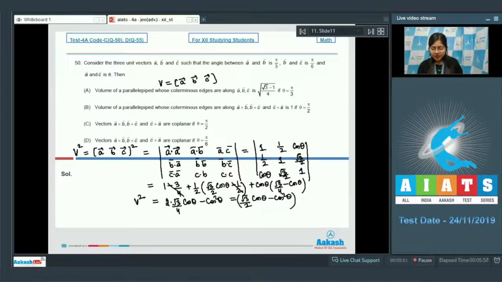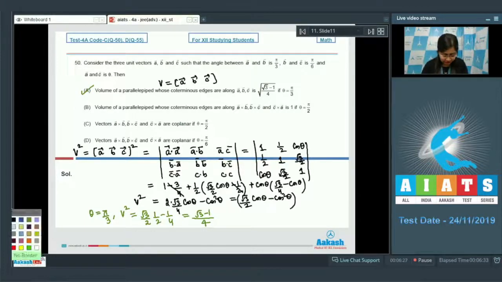Now in option number A, it is given that theta is equal to pi by 3. So for theta equal to pi by 3, V square will be equal to root 3 by 2 cos 180 by 3, that is cos 60, which is 1 by 2, minus 1 by 4. So that is equal to root 3 minus 1 divided by 4. This is the value of V square. So V will be equal to root of this. So option number A is correct. Option number B says that volume of parallelepiped whose coterminous edges are along A cross B, B cross C and C cross A is 1 if theta is pi by 2.